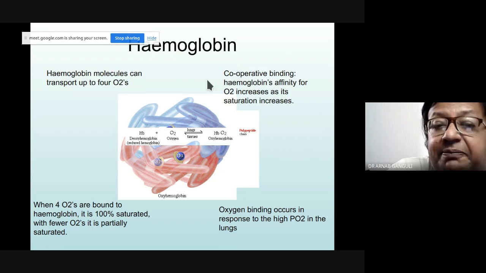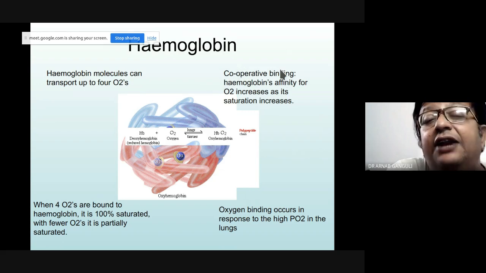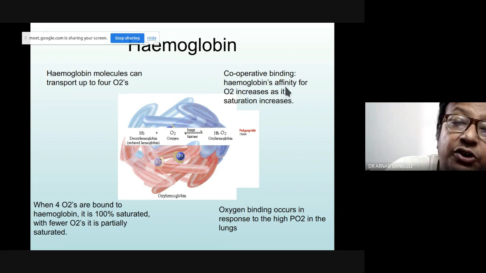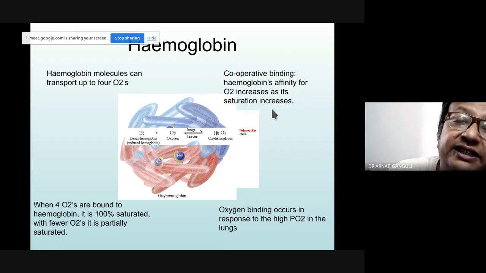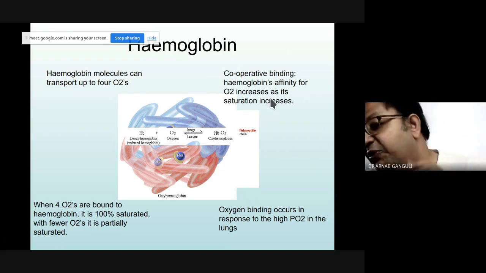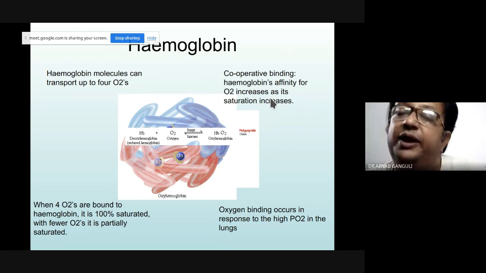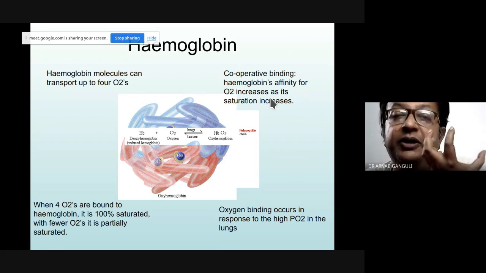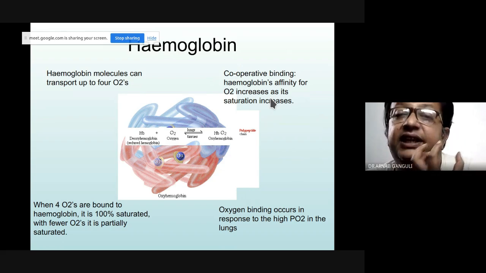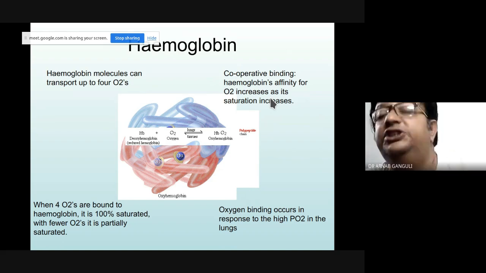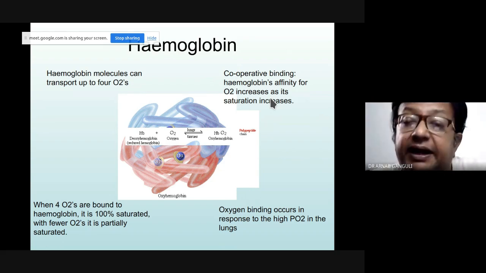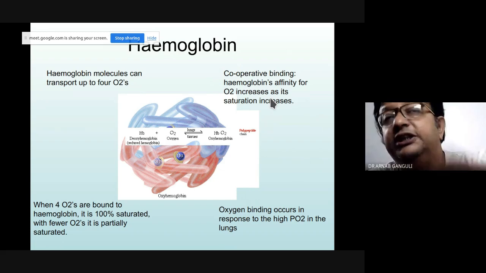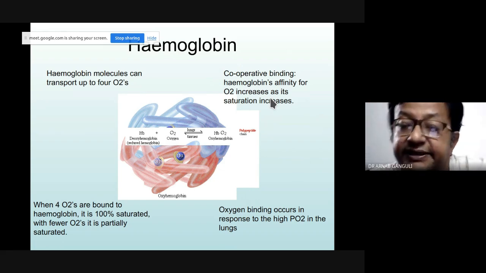There is a type of binding known as cooperative binding or allosteric binding. Hemoglobin's affinity for oxygen increases as its saturation increases. It takes time for the first molecule of oxygen to bind to hemoglobin. But once one molecule binds, hemoglobin undergoes a conformational change and starts to take in more oxygen, or its affinity for oxygen increases. Then suddenly the saturation increases rapidly. Then when 4 are bound, the saturation levels off.